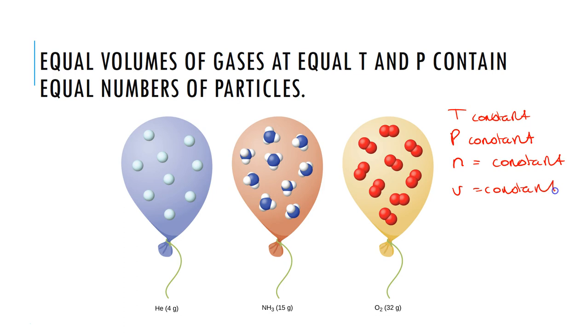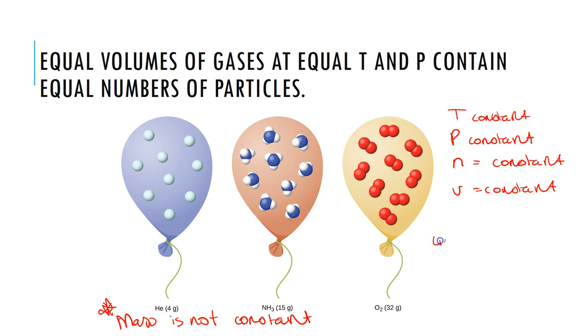Okay, so what we get from this is that at the same temperature and pressure, for a given volume, it will have exactly the same number of particles in it. Okay, and we can see what that means for helium, ammonia, and oxygen here. The key thing to remember is that mass is not constant. Okay, the amount of mole is constant.